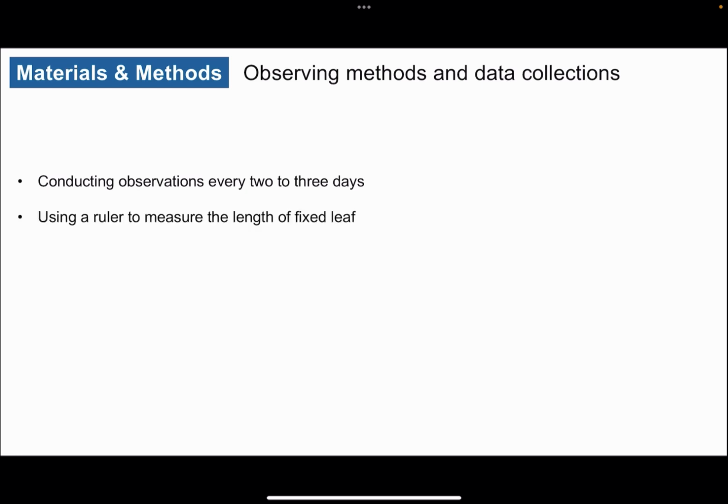And here is our observing method and how we get the data. We conduct observation every 2 to 3 days to ensure that no plant growth phenomena are overlooked. We use a ruler to measure the length of fixed leaves, attempting to observe the leaf growth rate and thereby infer the plant's recovery capacity after the typhoon.